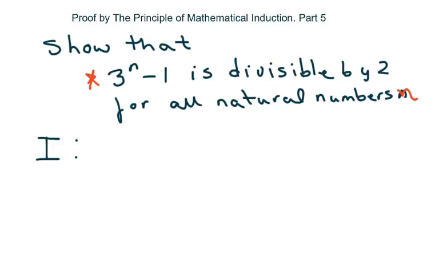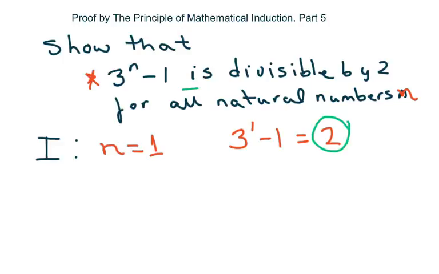We have to show that it holds for the first natural number, 1. And let's see what happens there. We get 3 to the first power minus 1 equals 2. So you ask yourself, is 2 divisible by 2? Yes. So this one's a different kind, and that's true.